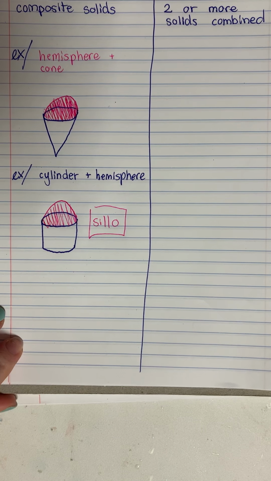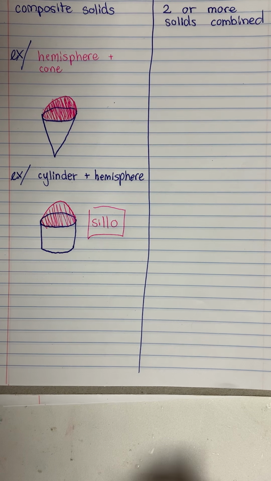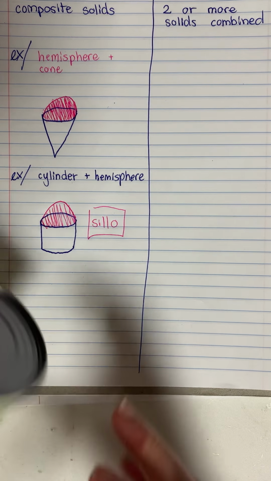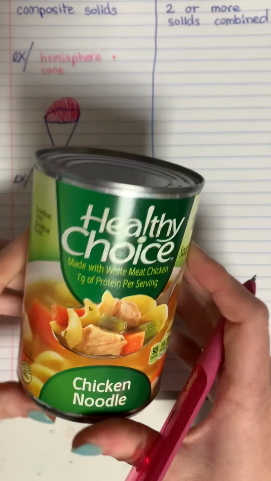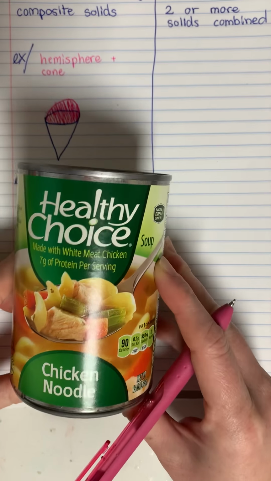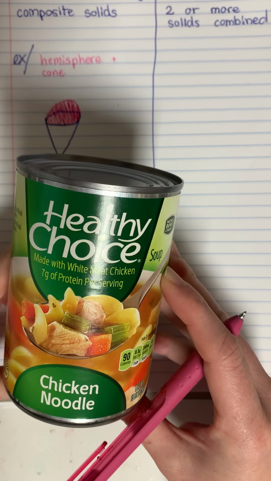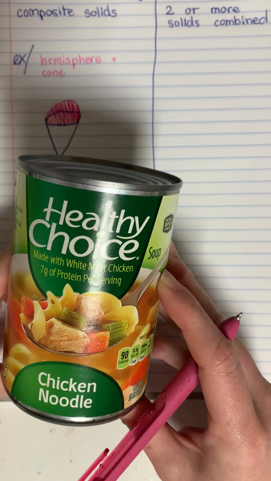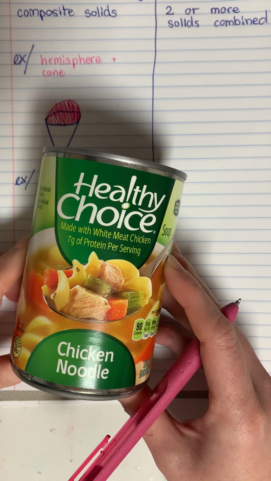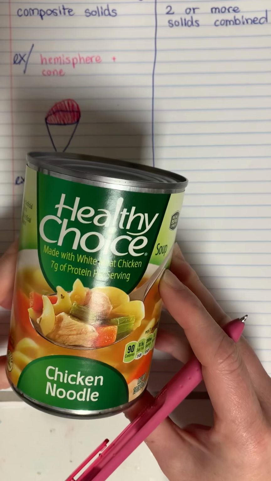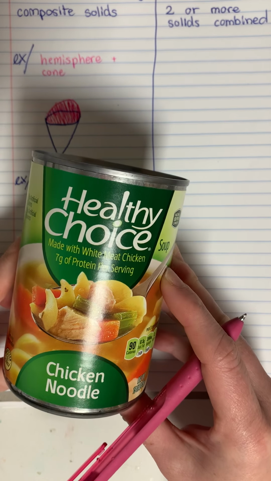So now let's talk about soup. I have a can of soup here. It is in a cylinder. And with it, I also have a joke for you. Our joke of the day: what did the duck eat for lunch? Soup and quackers.